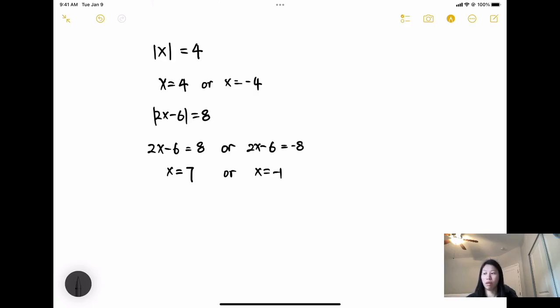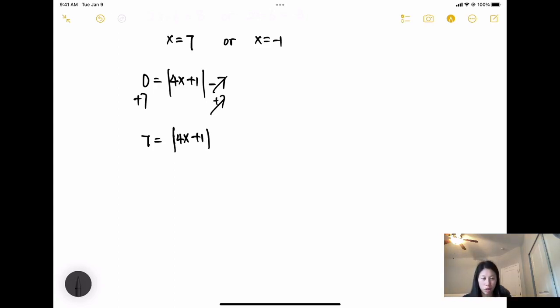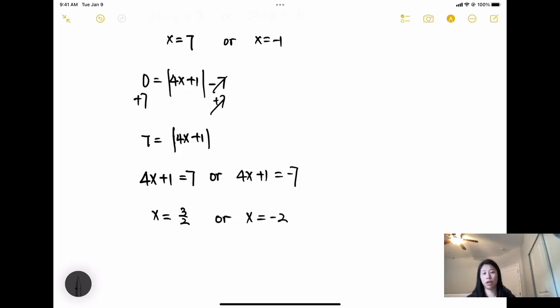Okay, what about this one? I have 0 equals the absolute value of 4x plus 1, minus 7. It's basically the same as a linear equation, right? You add 7 on both sides. So I have 7 equals the absolute value of 4x plus 1. And then try to remove the absolute value. We will have either 4x plus 1 equals positive 7 or 4x plus 1 equals negative 7. And then you solve the two equations respectively. So I have either x equals 3/2 or x equals negative 2. I skipped the calculation process here. I feel like by now you should be able to do it. If you're not sure, try to calculate it by yourself and then check the answer.